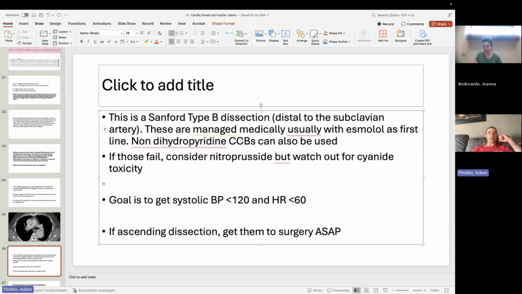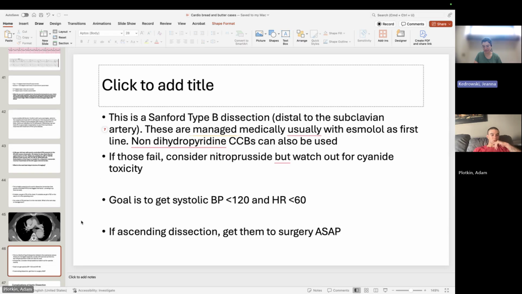We want to get the systolic blood pressure less than 120, the heart rate less than 60. If it's an ascending, get them to surgery ASAP. Does that all make sense? Yes. All right.